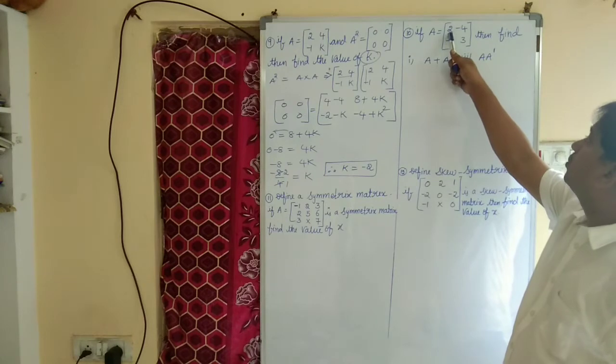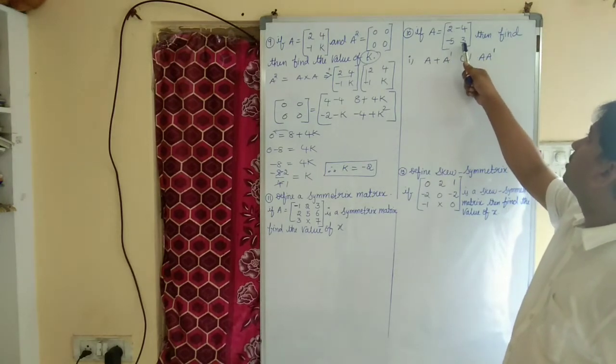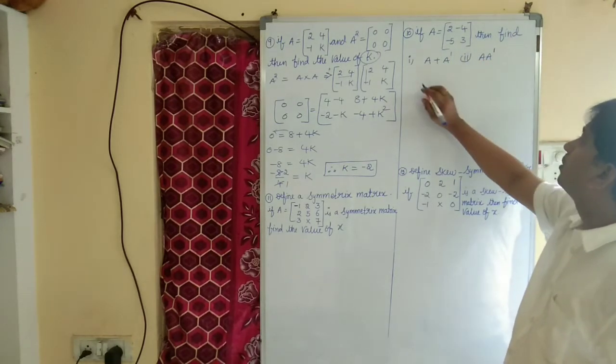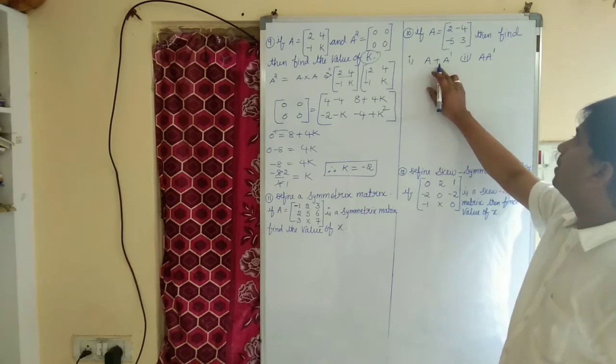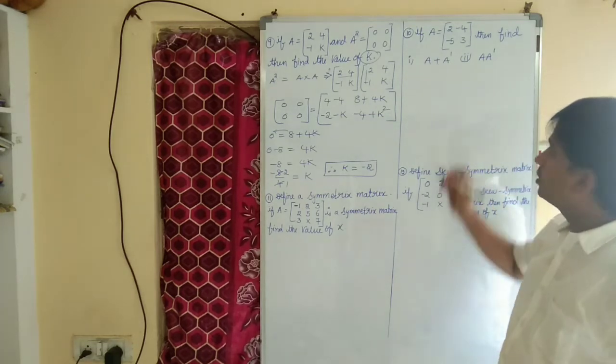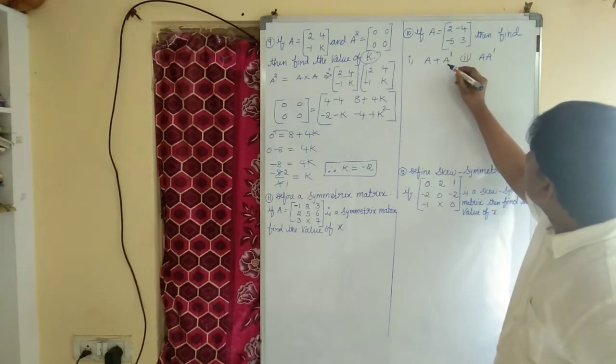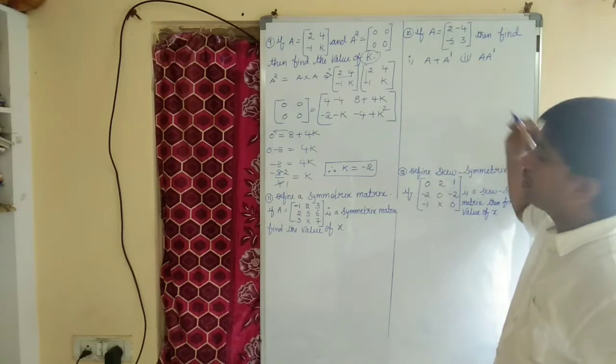If A equal to [2, -4; -5, 3], then find first question A plus A transpose. This is called transpose. A plus A dash, we call it as.